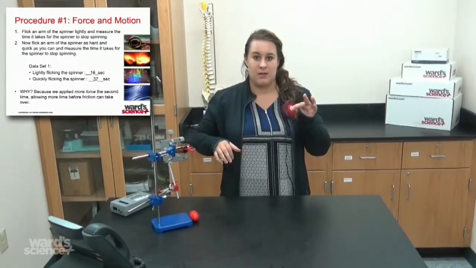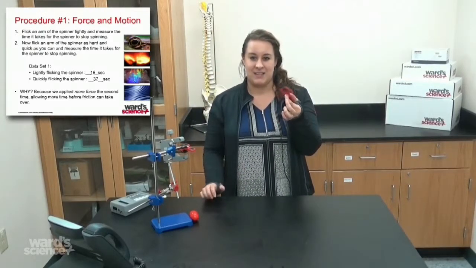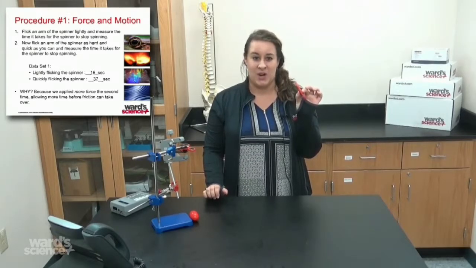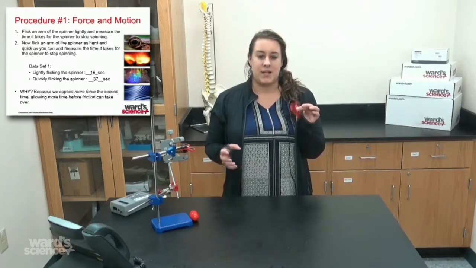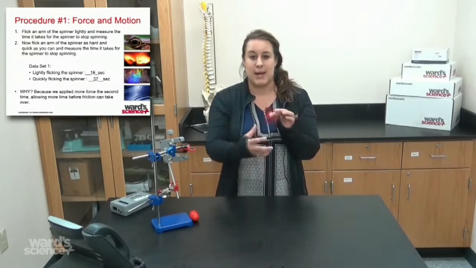So then the students are asked, why did the light flick produce less time of spin, and why did the quick flick go way longer? And it's because we applied more force the second time. So it's going to be way more time before friction really has a chance to slow it down.